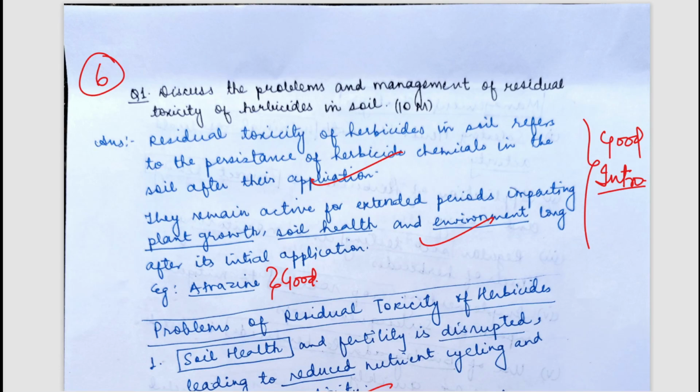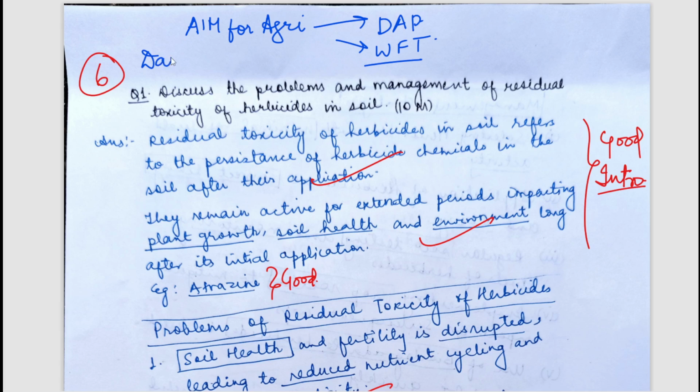So today we are going to discuss the next answer copy of our Aim for Agriculture series. As you all know, we are having the Aim for Agriculture series in which we have daily answer writing practice plus weekly full tests. So today we are going to discuss the answer copy of day 25. Let's see what were the questions that were asked and how the student has approached the answer.